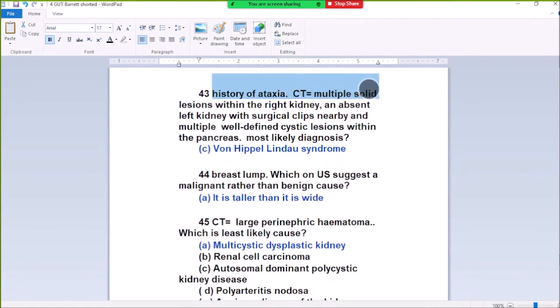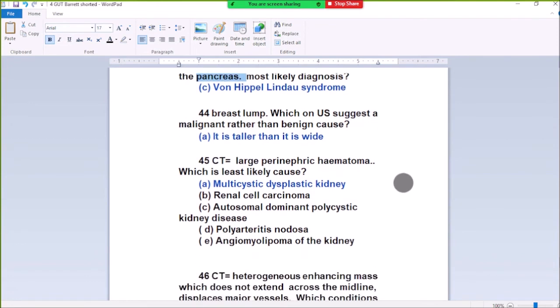43. History of ataxia, with multiple solid lesions within the right kidney and absent left kidney with solid deposit nearby, and multiple cystic lesions within the pancreas, most likely diagnosis: von Hippel-Lindau syndrome. History of ataxia suggests hemangioblastoma, then solid lesion within the right kidney, absent left kidney because it was removed due to renal cell carcinoma, and then cystic lesions within the pancreas. So all these point to von Hippel-Lindau syndrome.